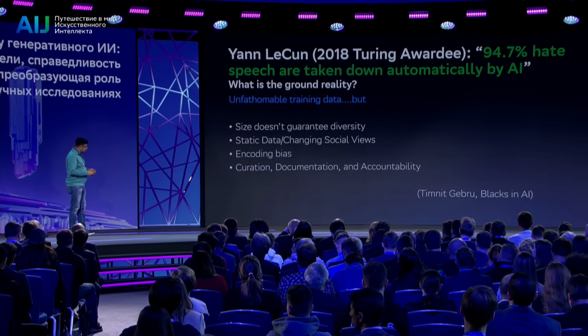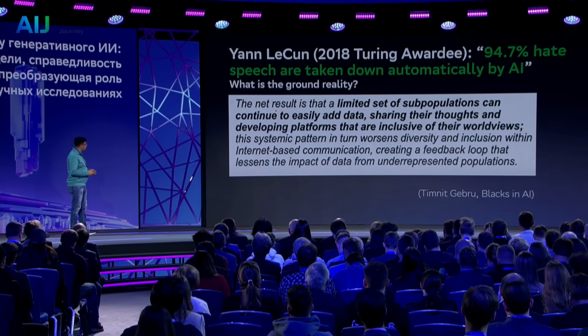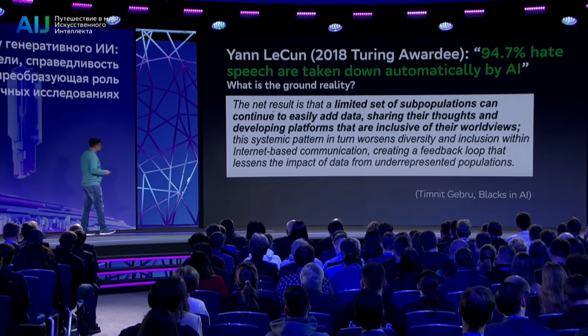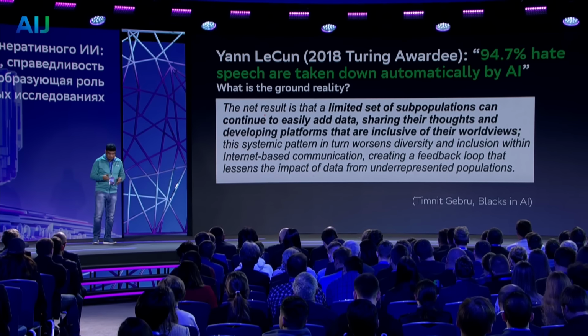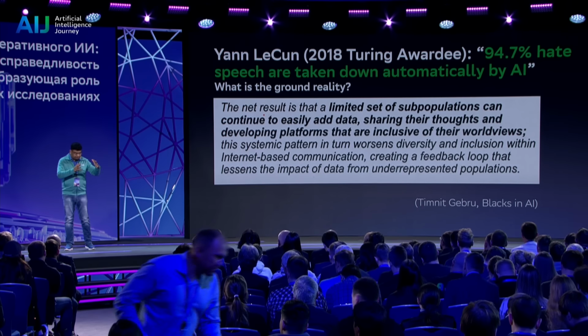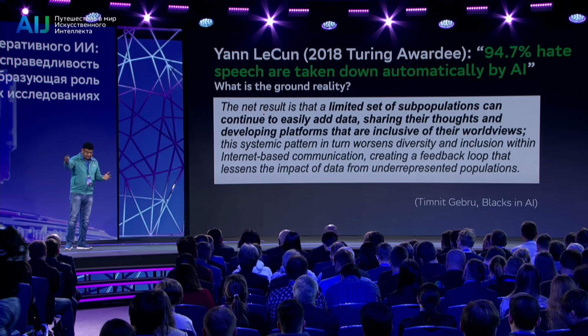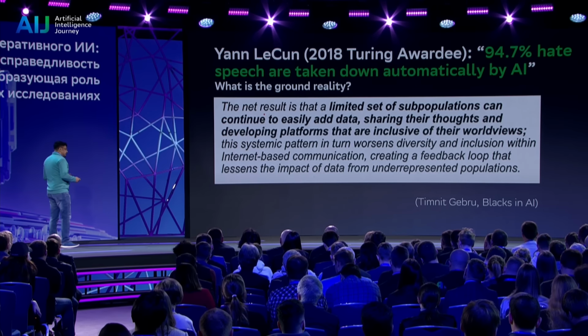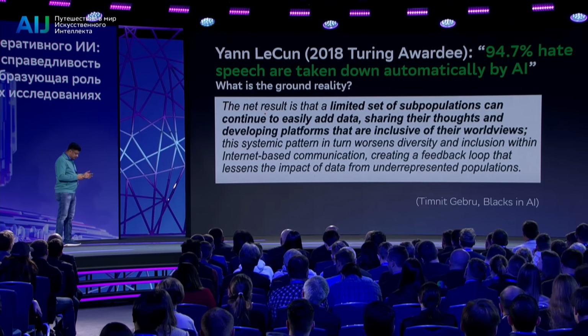These are some points made by Dr. Timnit Gebru from Black in AI. As a result, a limited set of subpopulations continue to easily add data, sharing their thoughts and developing platforms that are inclusive of their worldviews. Who are the contributors to Wikipedia? Mostly people from a particular section of the world. It doesn't have contributions from people from other underrepresented countries. Africa, Tanganyika, Ghana, Nigeria: how many of those people contribute to Wikipedia? So the training data is huge, but it is not fully inclusive. That is the training data used for LLMs.